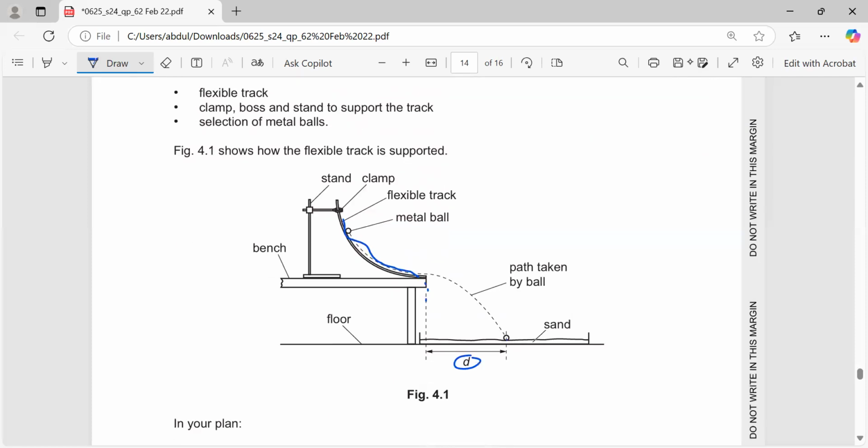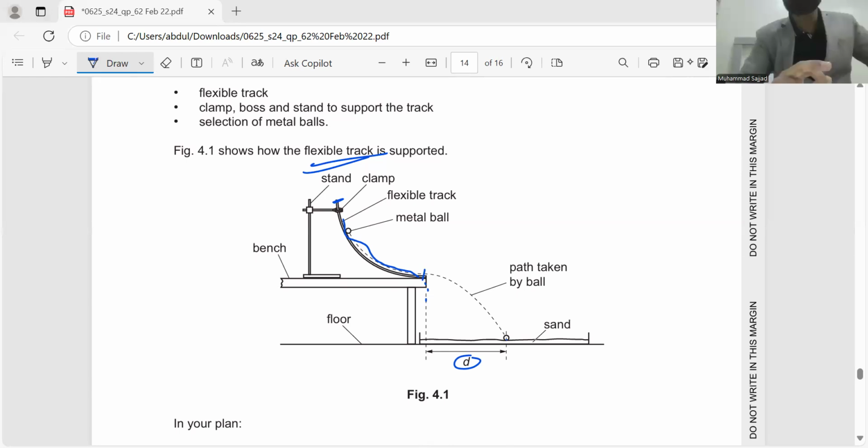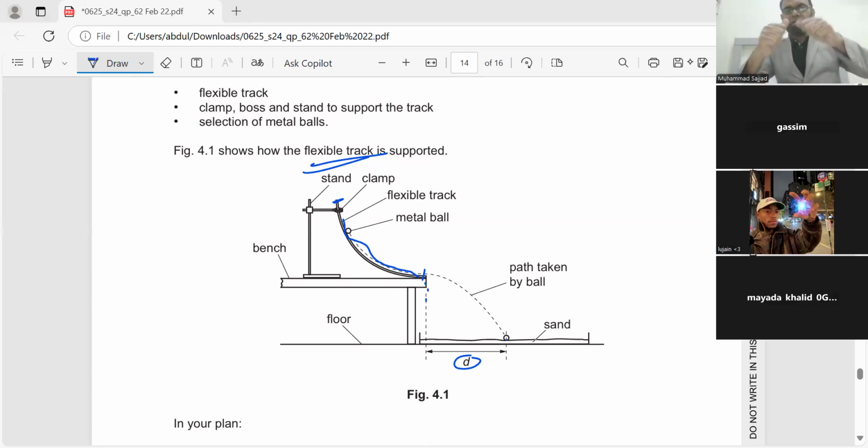Two factors are there. Before I read the rest of the question, see, this is a flexible track. What can I do for this flexible track, my dear friends? I can stretch it, or I can fold it closer. If I'm making it more curved, it's higher, it will be steeper. So the ball will be rolling down at greater speed, and it will be traveling more distance. In general, one way is I can change the height.